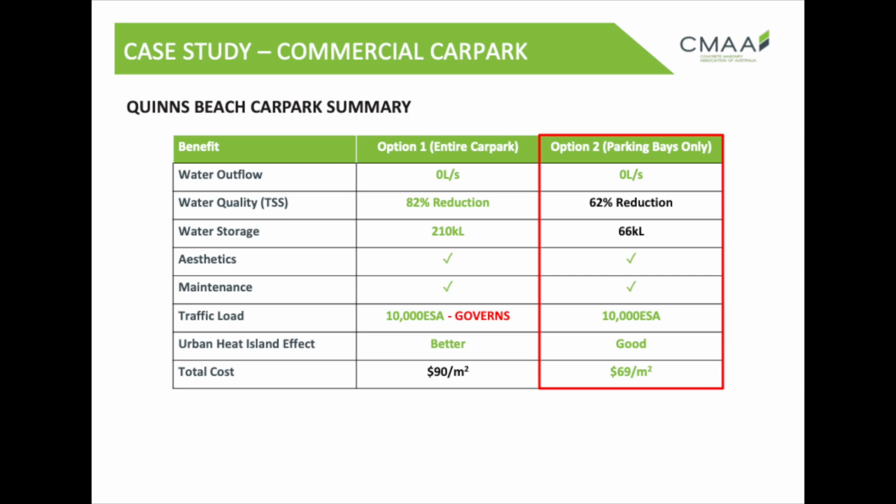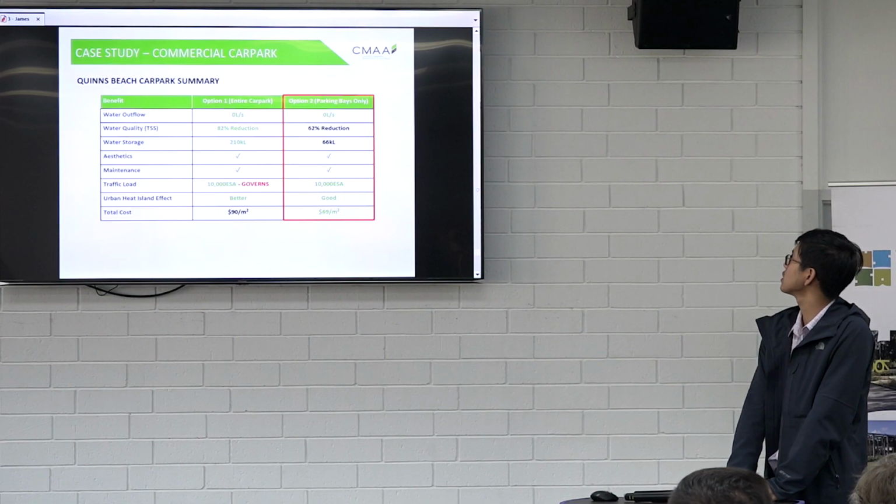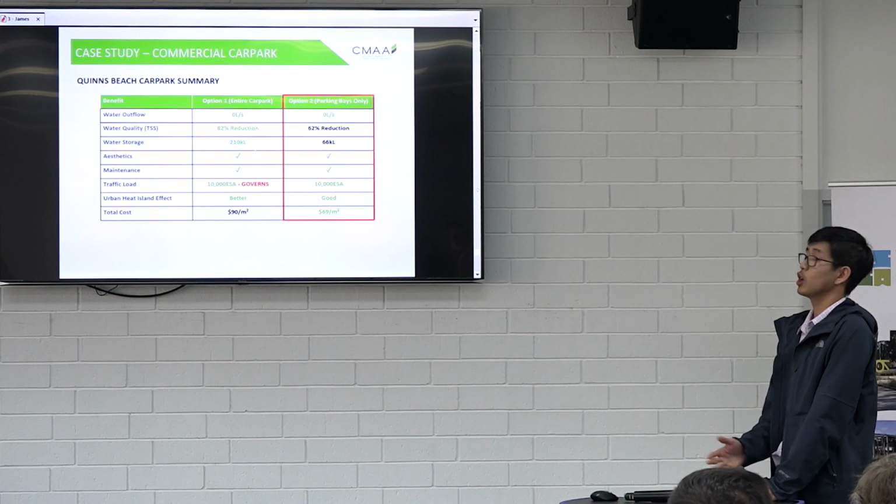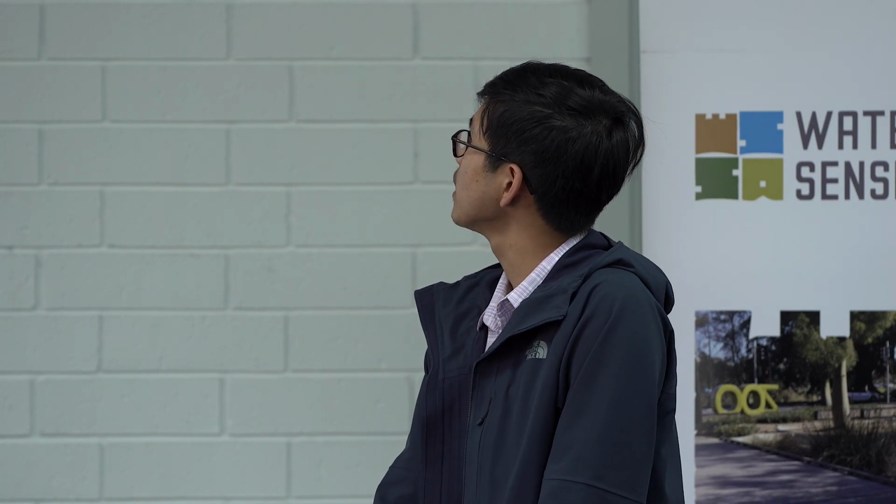In option one, the water quality was improved drastically, as well as water storage. However, if we compare the two together, the total cost for option one was far more expensive than option two, which used only parking bays as permeable interlocking concrete pavements. And the reason why Wanneroo wanted to choose option two was because it met the water storage requirements. So the council specified something less than 210, as well as less than 66 kilolitres. And that's why they chose option two.